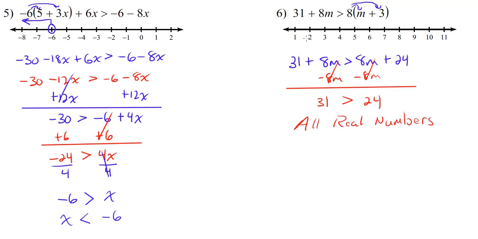Now, how do we graph all real numbers? Basically, you're just shading the entire number line because it's everything. If it was a no solution, how would you shade it? You wouldn't, because no solution means that there are absolutely no solutions.